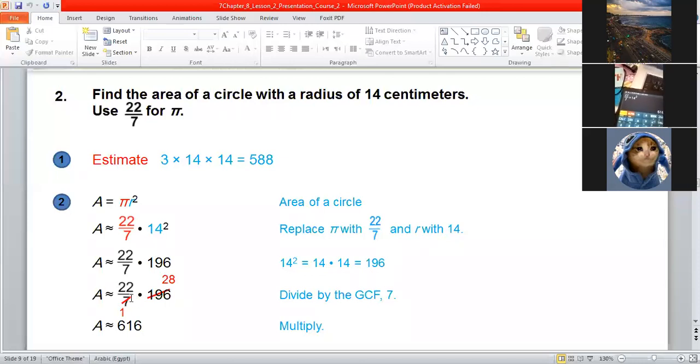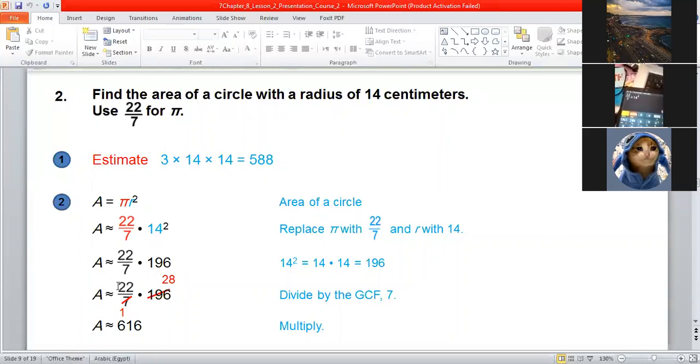Yes. After that, we will make reduction, or simplifying. How? I divide here by 7 equals 1. I divide here by 7 equals 28. Again, we'll divide this one by 7 equals 1, and divide here by 7 equals 28.